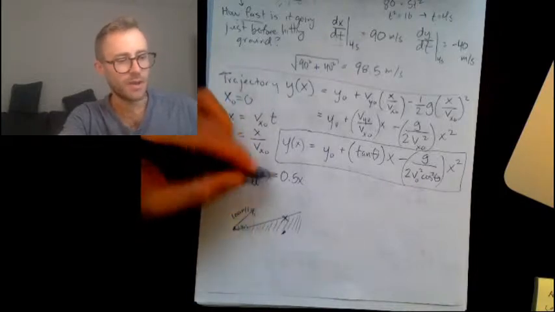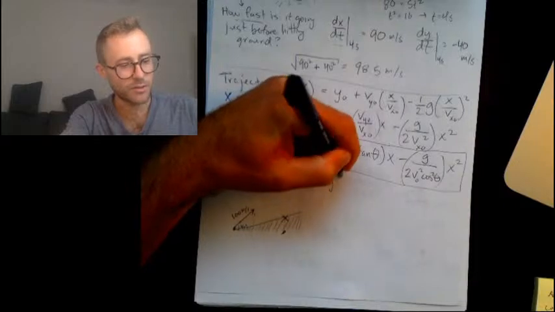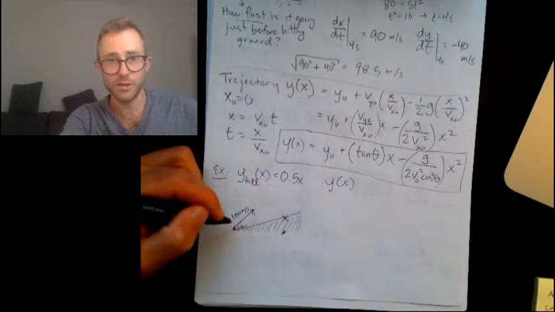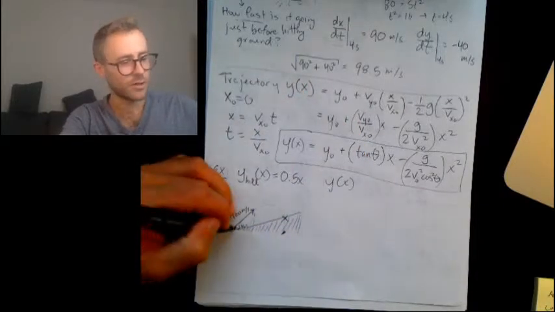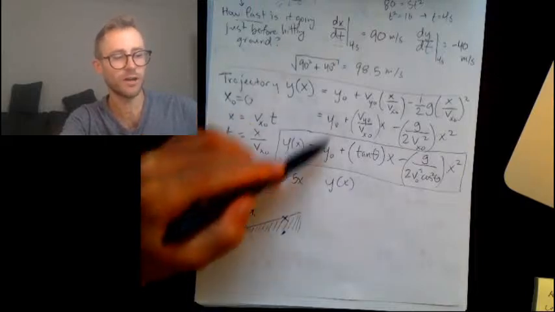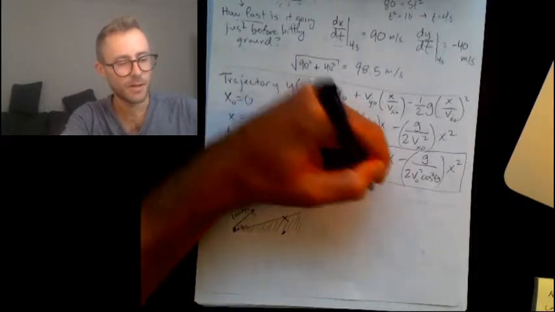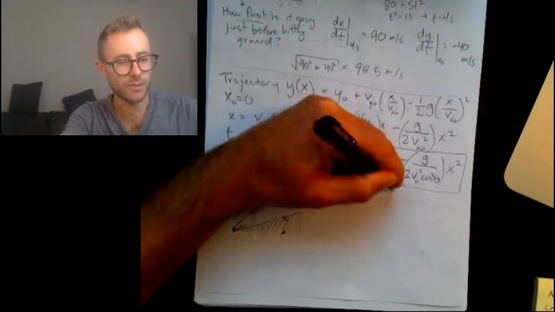So we have that, and then we want the y of x of the projectile itself. The projectile is launched from the origin, so y naught is 0. It's launched at an angle of 40 degrees.